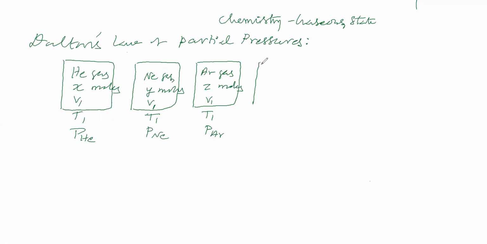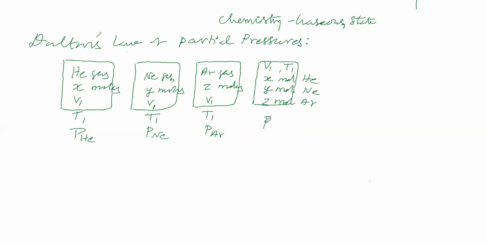Next vessel we will take. Here all the helium molecules will transfer into this vessel, all the neon molecules will transfer into this vessel, and all the argon molecules will transfer into this vessel. So X moles of helium, Y moles of neon, Z moles of argon we transferred. The volume is V1 and temperature is T1. Volume remains the same in all the cases, and temperature remains the same in all the cases.